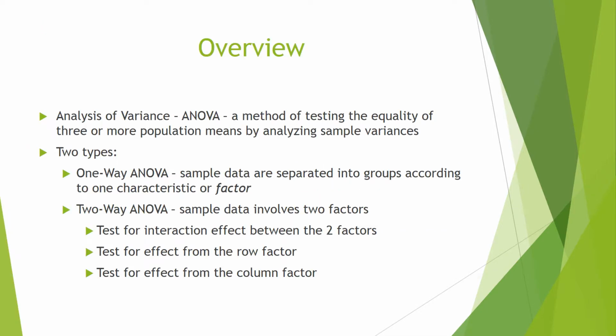So the overview: there are two types. Analysis of variance is a method of testing the equality of 3 or more population means by analyzing their sample variances. There are two types: the one-way ANOVA, where sample data is separated into groups according to just one factor. That's what we're going to concentrate on in this class. I'm going to just briefly touch on two-way ANOVA, which does the same thing, but we're looking at two factors.